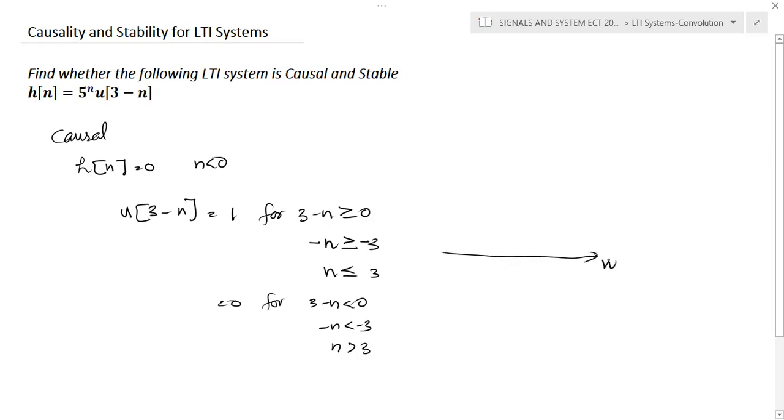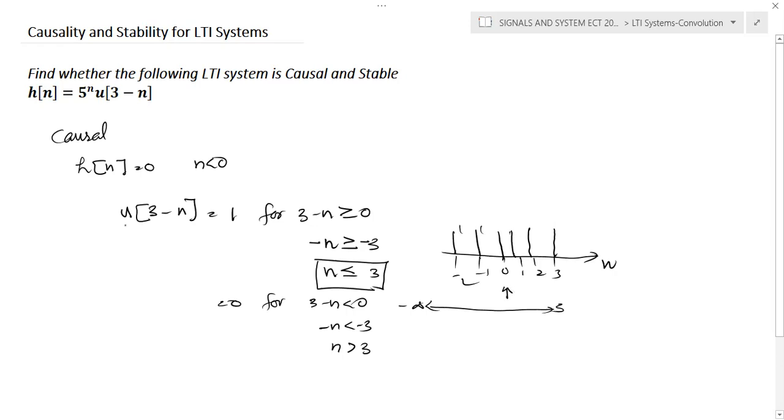And if you draw the waveform, it is 0, 1, 2, 3, it's minus 1, minus 2, etc. And if you observe this particular equation, n less than or equal to 3 means towards the left side, that is from minus infinity to 3. The signal is having non-zero magnitude. And if you observe n, for n less than 0, the magnitude is 1. So h of n is non-zero for n less than 0. System is non-causal.